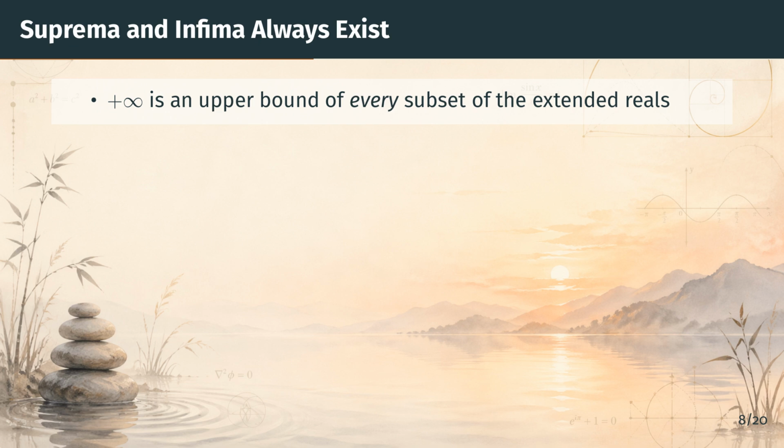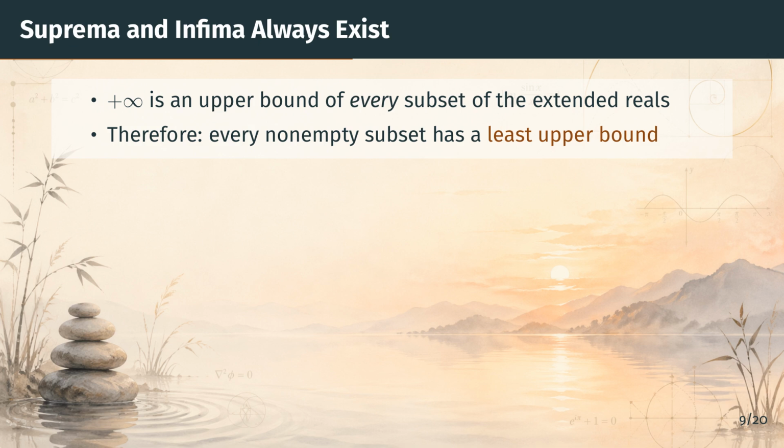Now let's see the immediate payoff of this extension. Since plus infinity is greater than every real number and also greater than minus infinity, it is an upper bound of every subset of the extended real number system. What does that imply? Because plus infinity serves as a universal upper bound, every non-empty subset is guaranteed to be bounded above, and hence has a least upper bound in the extended system.